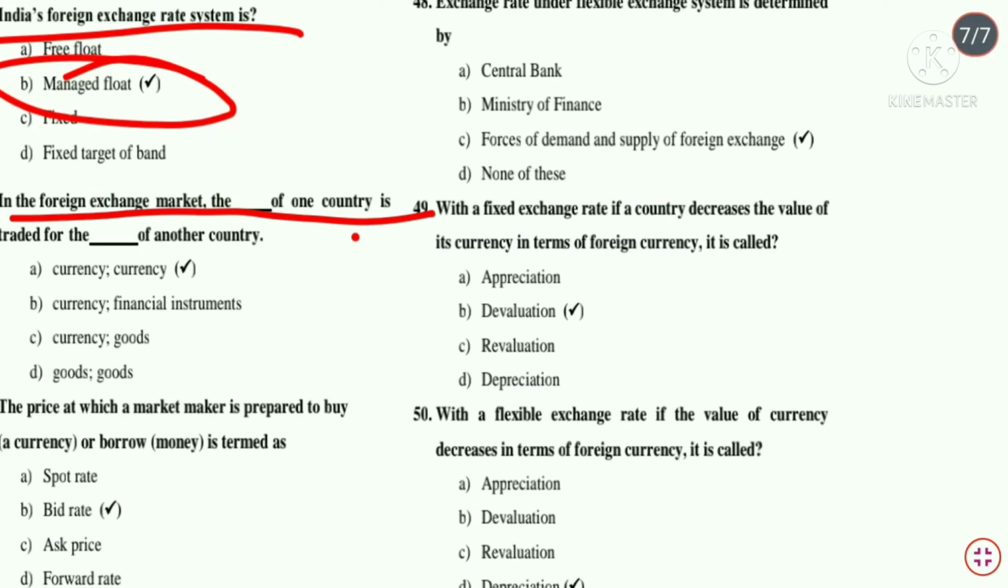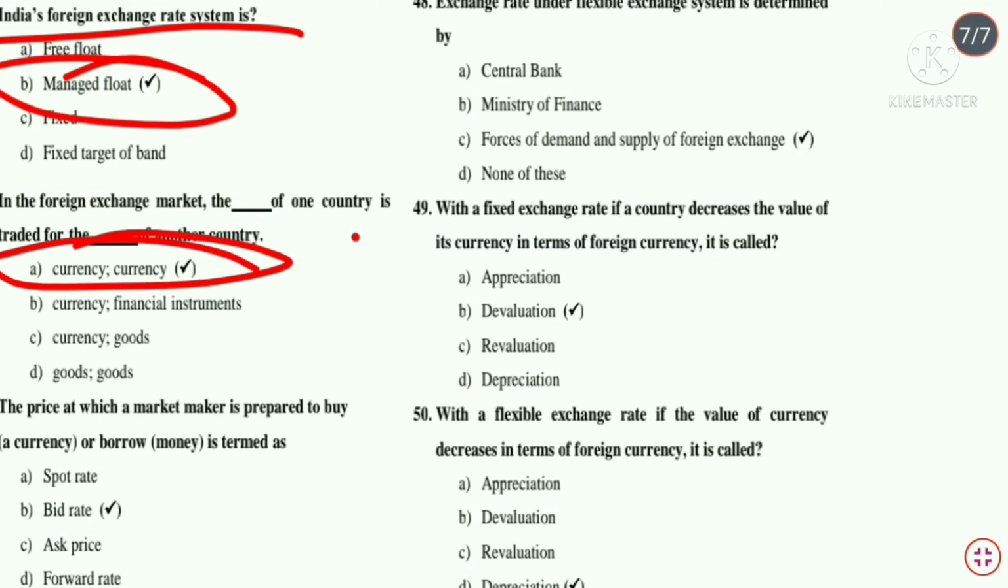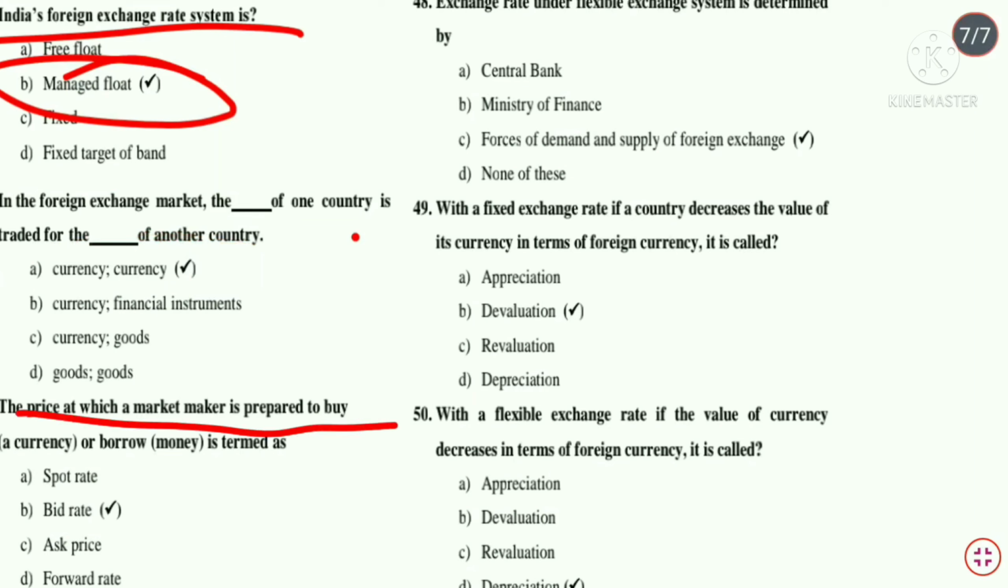Next question: in the foreign exchange market the dash of one country is traded for the dash of another country. We know that where the currency of one country and the currency of another country are traded, we call it the foreign exchange market. Therefore option A, currency, is the correct answer. Next question: the price at which a market maker is prepared to buy a currency or borrow money is termed as, we call it bid rate.